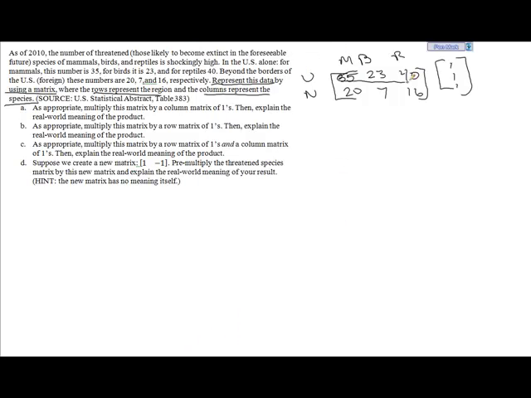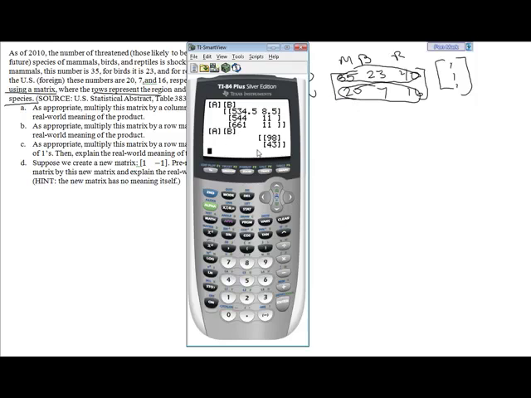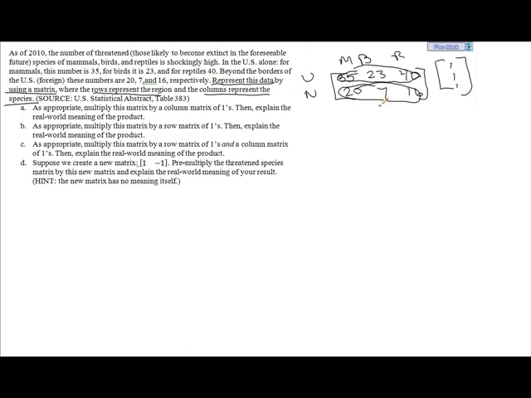Well, if I add up these guys here, that's the total number of species that are threatened in the U.S., and then 43 is the sum of these, which is the total number of species threatened outside the U.S.